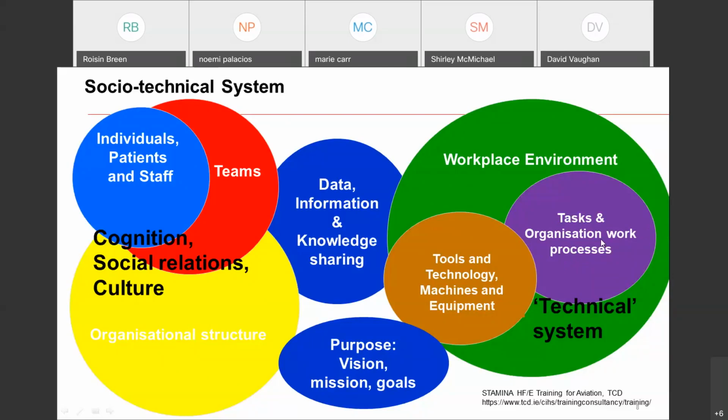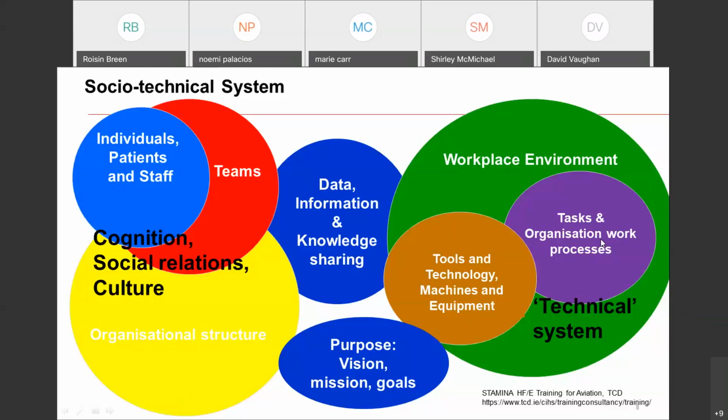Just to say that overall this is the whole system, and in human factors we talk about socio-technical systems. So we have all the social relations and all the technical system, and the technical means the professional, the tools, the technologies, the tasks, the work process. It's not just technology, it's all around the technology. And what links that, what helps us to link and understand what we're doing, is how we share data, how we share information and knowledge.